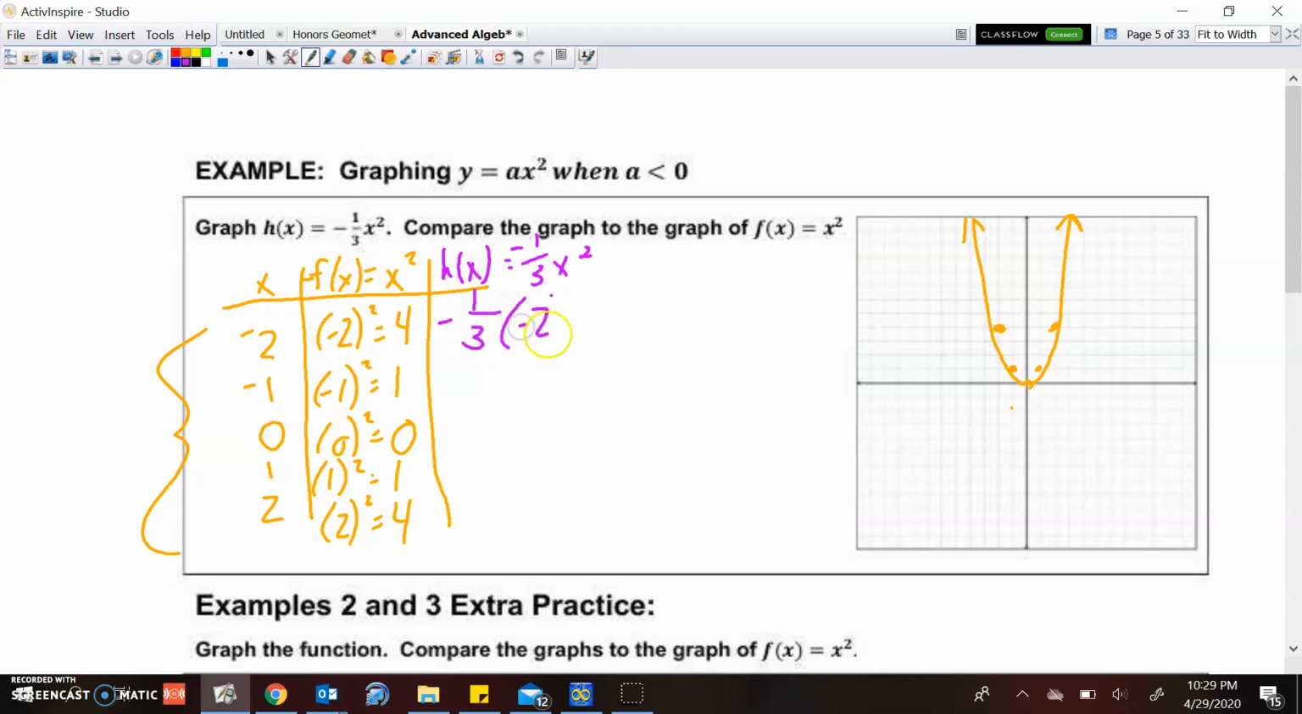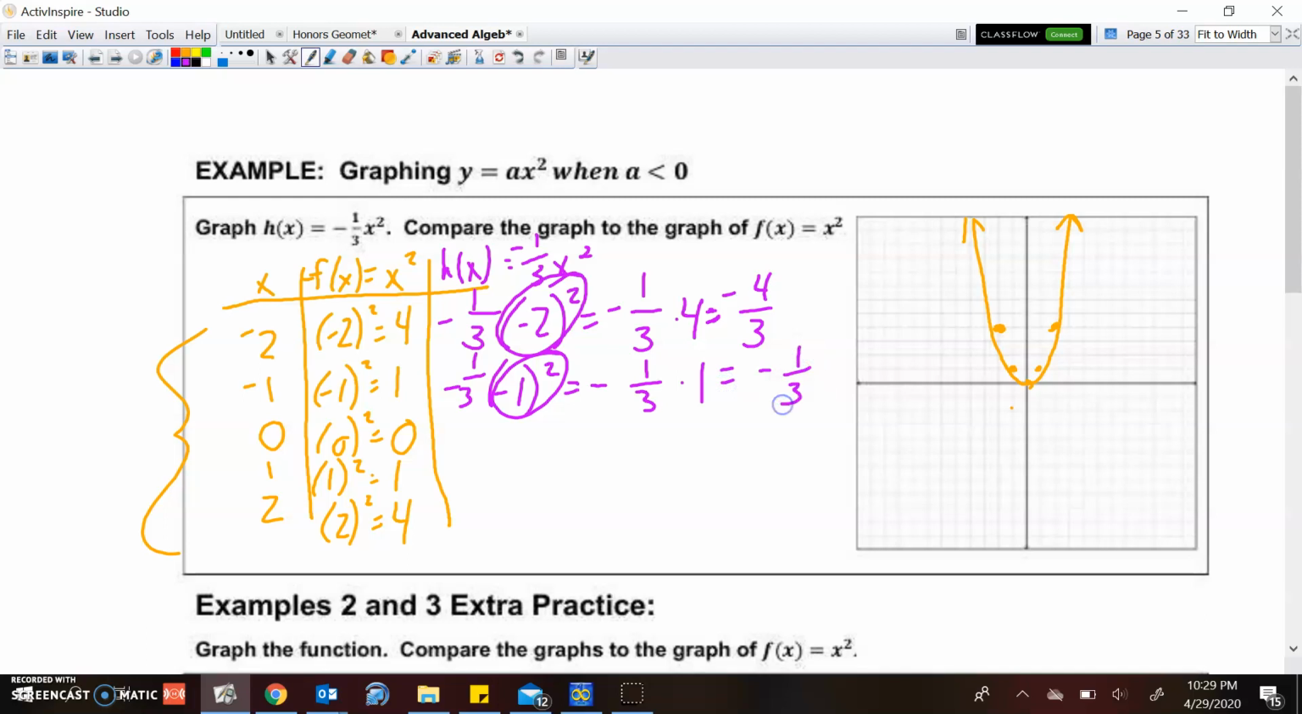-1/3 times -2 squared. Remember, we do PEMDAS first, so we're doing this portion first. So it's -1/3 times 4, and that gives me -4/3. Okay, so that's my first output. Then I'm going to do -1/3 times -1 squared. Again, I do this first. -1 times -1 is positive 1, so I have -1/3 times 1, which is -1/3.